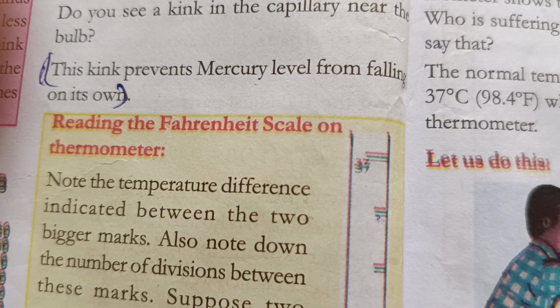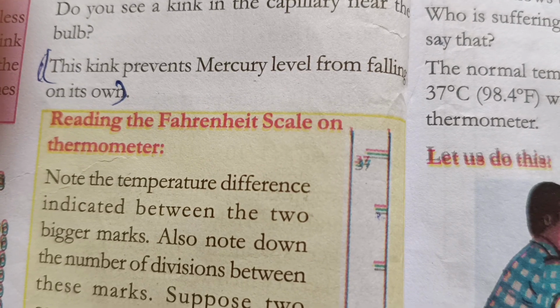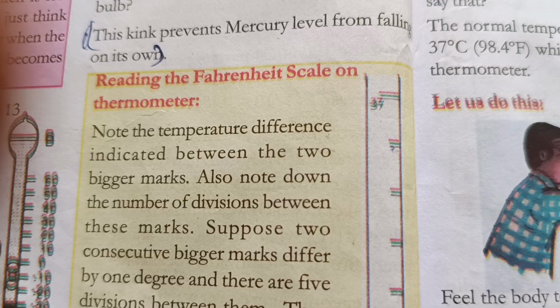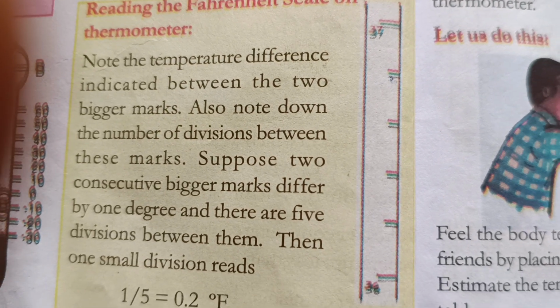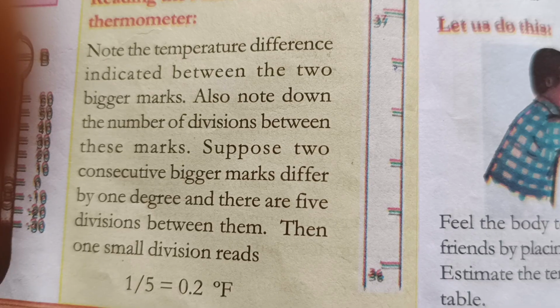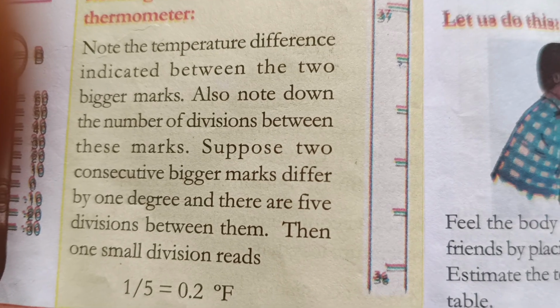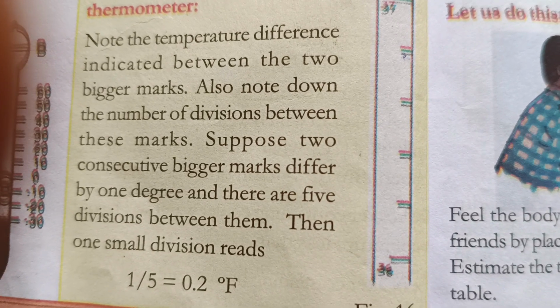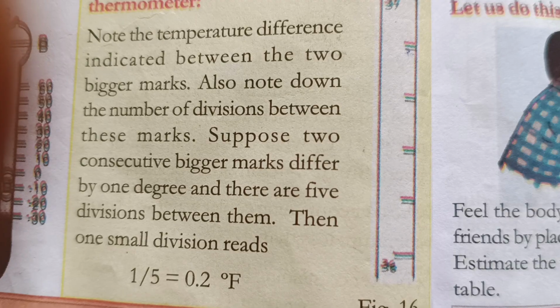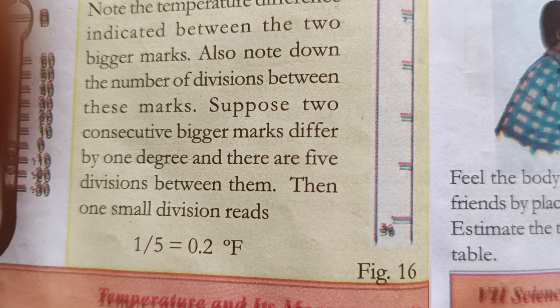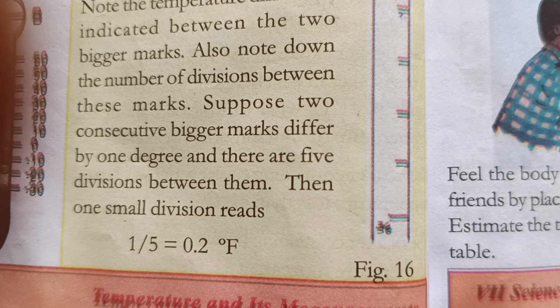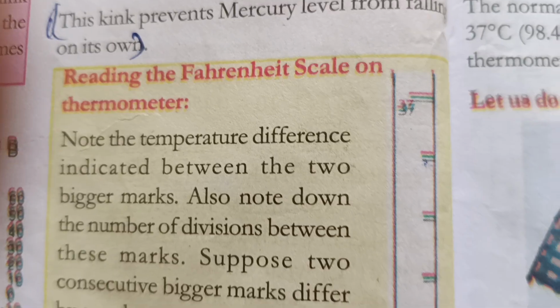Reading the Fahrenheit scale on the thermometer. Note the temperature difference indicated between the two bigger marks. Also note down the number of divisions between these marks. Suppose two consecutive bigger marks differ by 1 degree and there are 5 divisions between them. Then one small division reads as 1 by 5 equals 0.2 degree Fahrenheit.